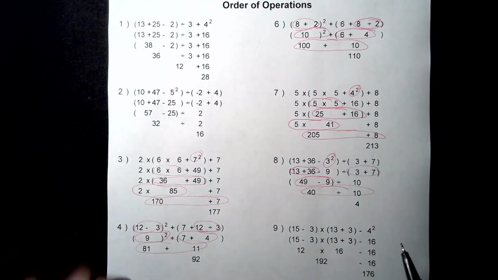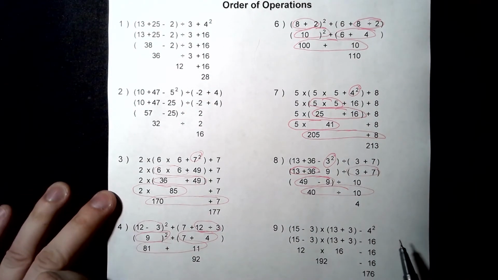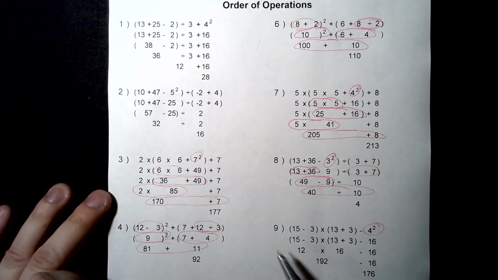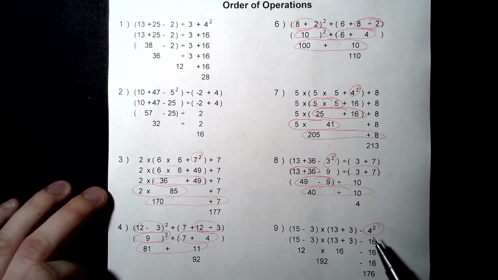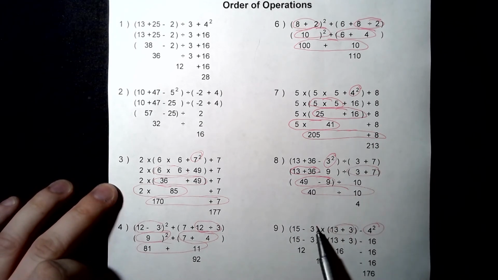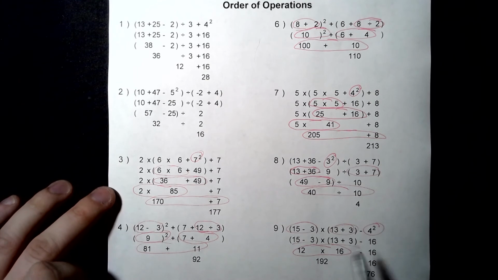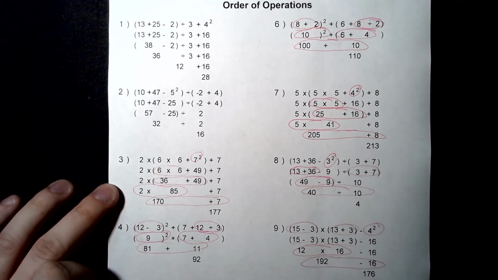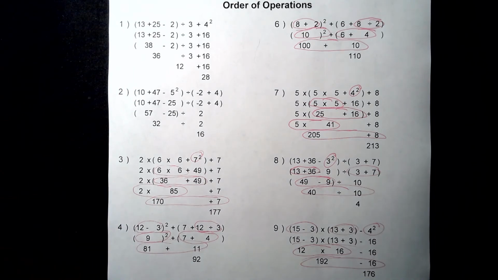And finally, number 9, they began with their exponent. They really shouldn't have done that, but they got lucky. Everything else was isolated from their exponent. They should have done their 2 parentheses first. However, they waited until step 2 to do that. At any rate, they did their multiplication before subtraction, so that's good. And then they did their subtraction last to get 176.